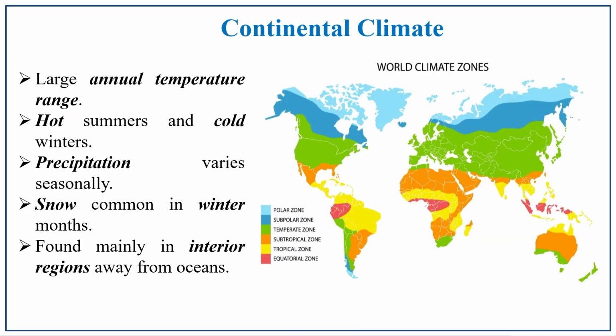The next is the continental climate. The continental climate is in the interior part, which experiences this continentality. A large annual temperature range will be there, and hot summers and cold winters are the special characteristics of continental climate, and precipitation varies seasonally. Snow is common in winter months, and it's mainly found in the interior region away from the oceans.